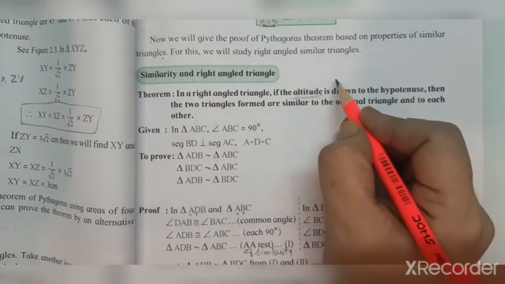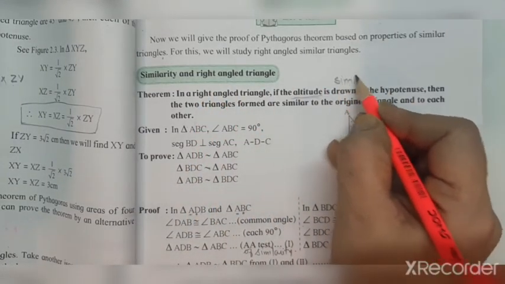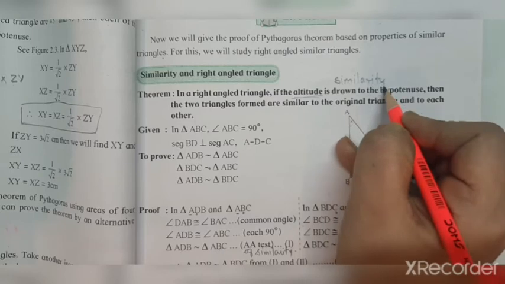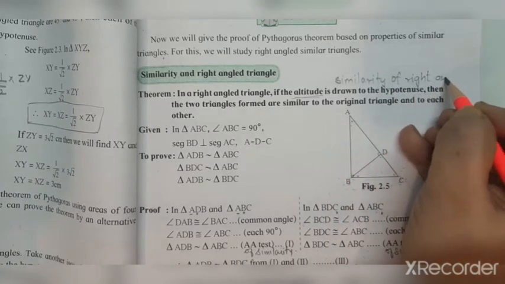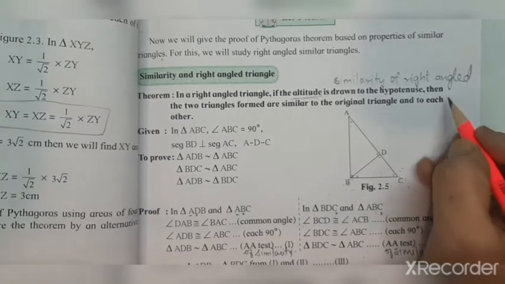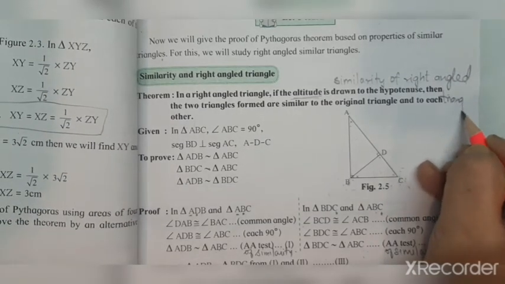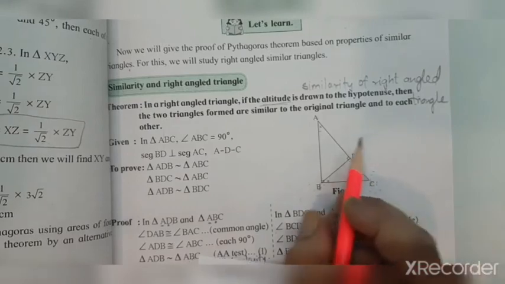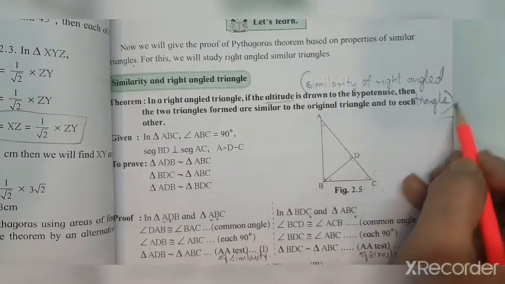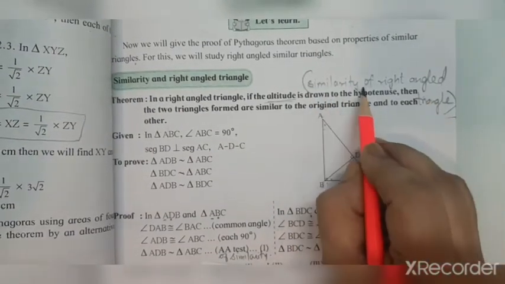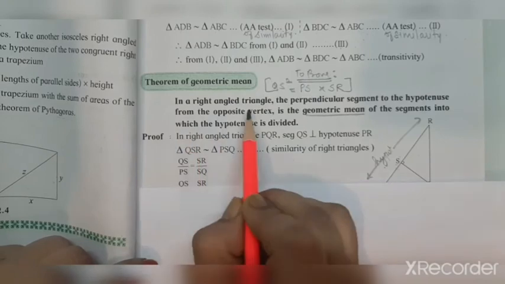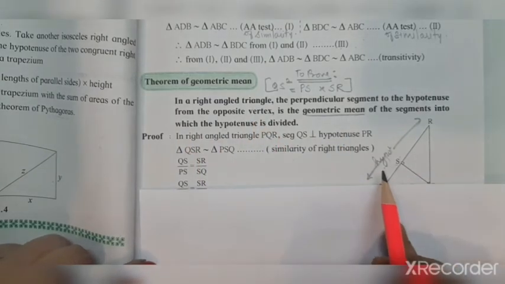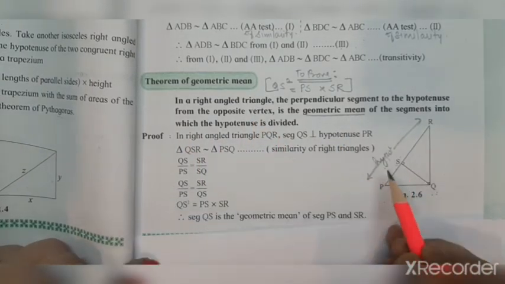The name of the theorem, instead of writing the full statement, you can also write similarity of right angled triangle. So whenever we are using this property, we can write the name of this property as similarity of right angle triangle. As you can see in just this theorem of geometric mean, we required this. But again, there is one condition.